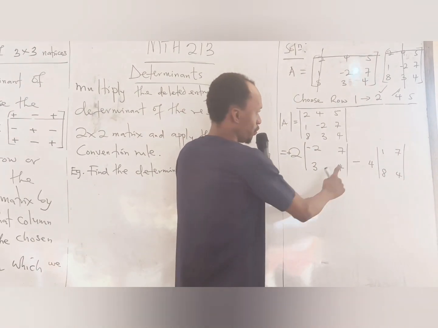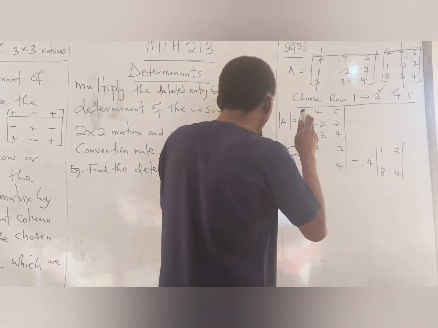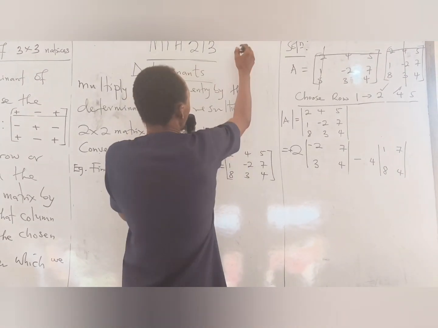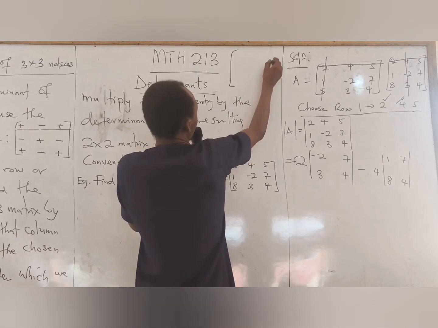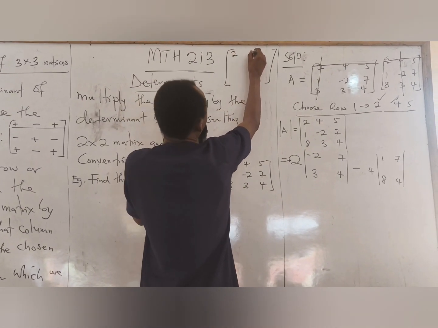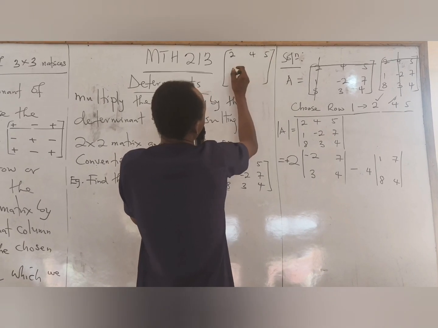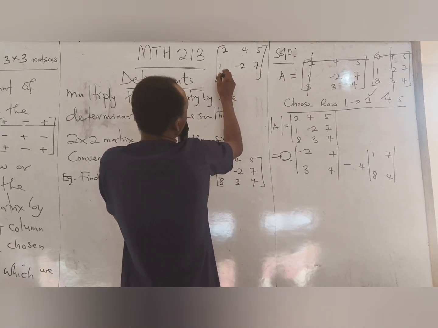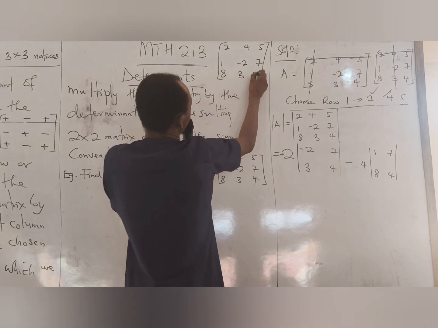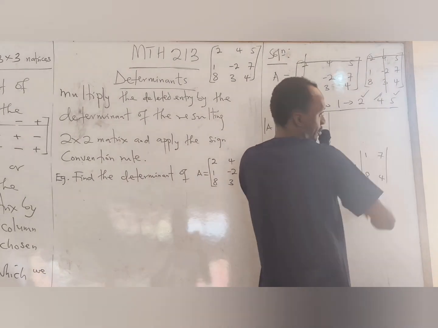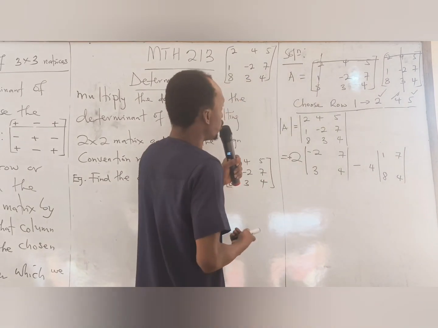So I finished the second. I want to do the third. Are you all here? You can rewrite your matrix somewhere in your answer book so that you don't make mistakes. So you have 2, 4, 5, 1, 2, 7, 8, 3, 4. We are now dealing with what? 5. So look for 5 in the matrix.